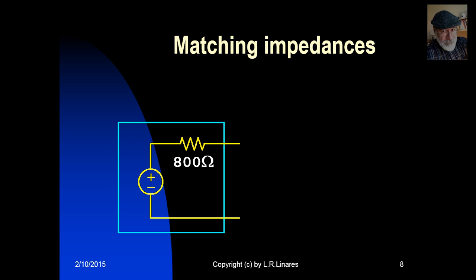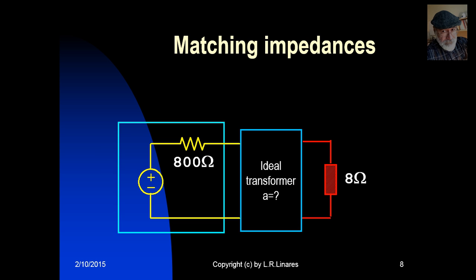How are we going to do that? Well, we put between the speaker and amplifier an ideal transformer. What should A be so that this 8 ohm resistor, that is a representation of the speaker, looks like an 800 ohm impedance in the eyes of the amplifier? A has to be 10, so that 10 squared times 8 is 800 ohms. That's how we use transformers to match impedances for maximum power transfer.